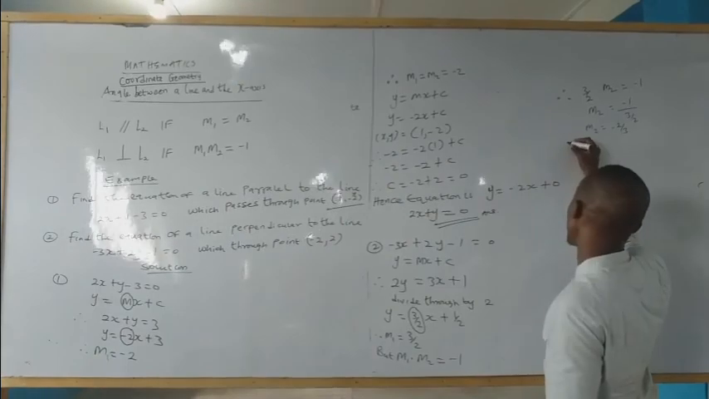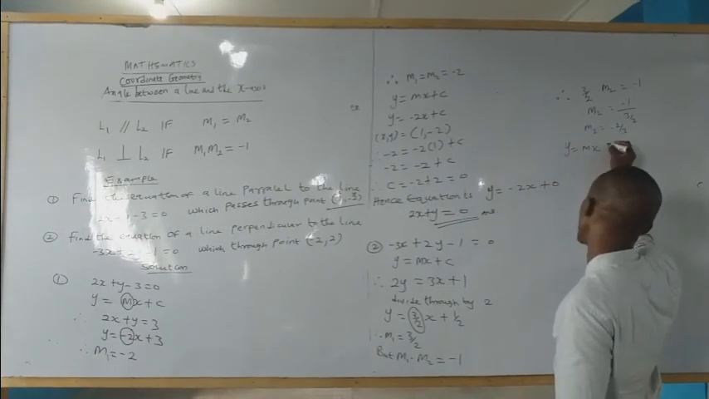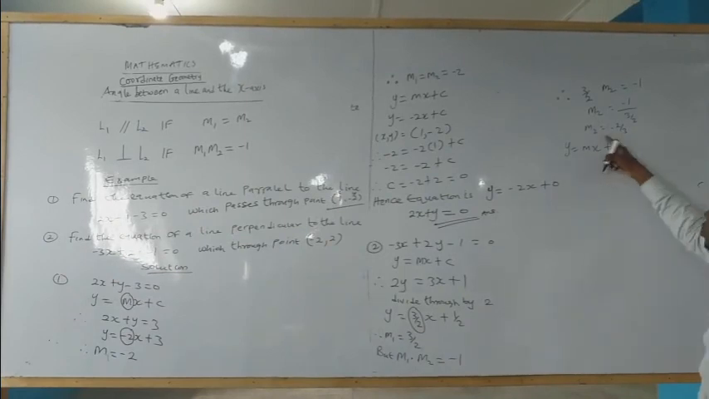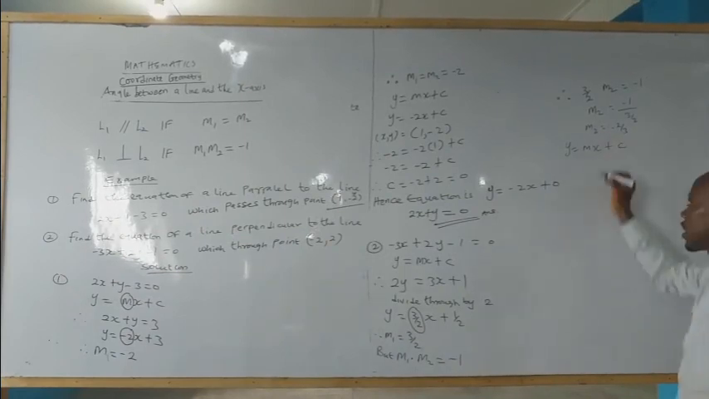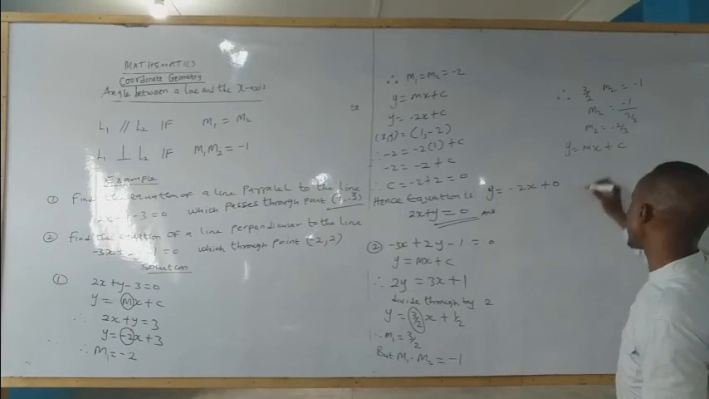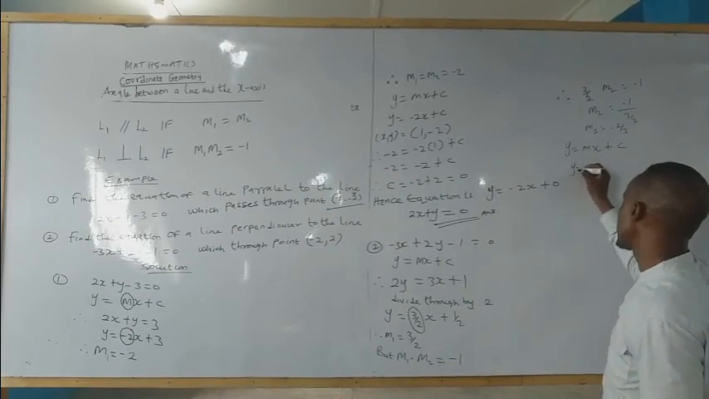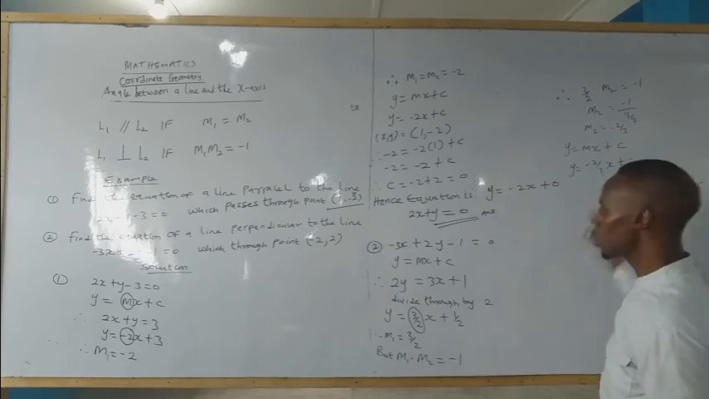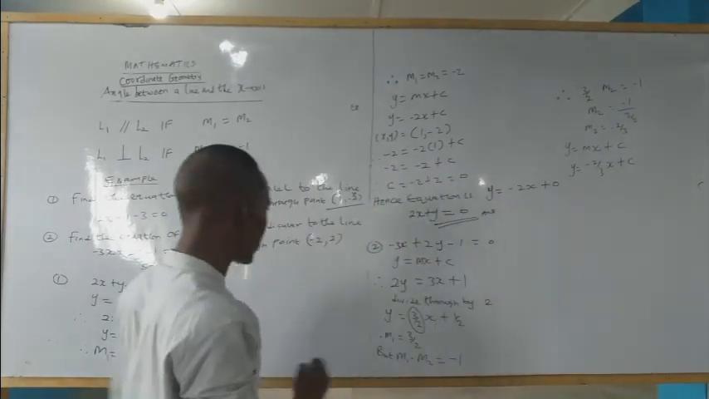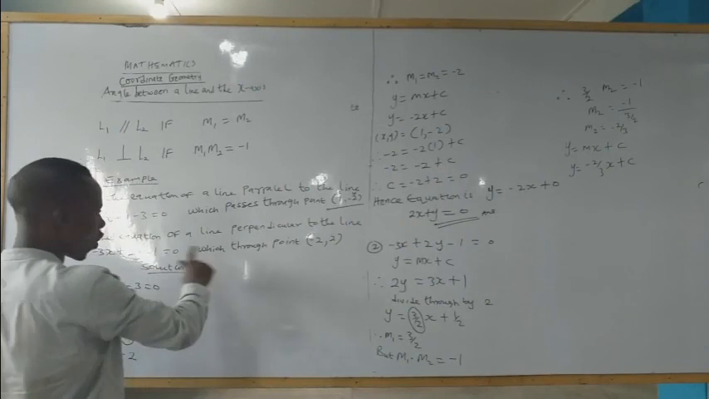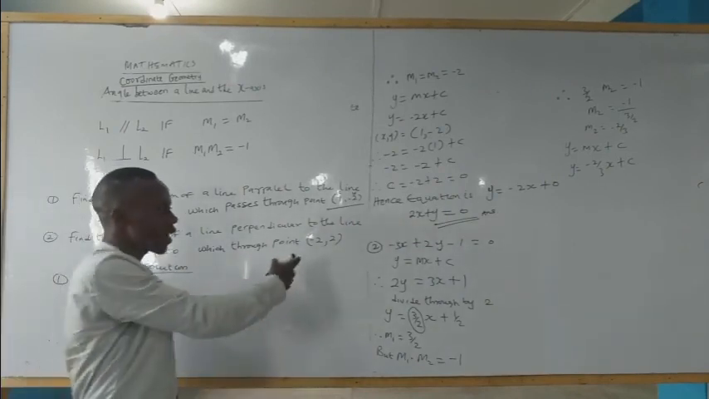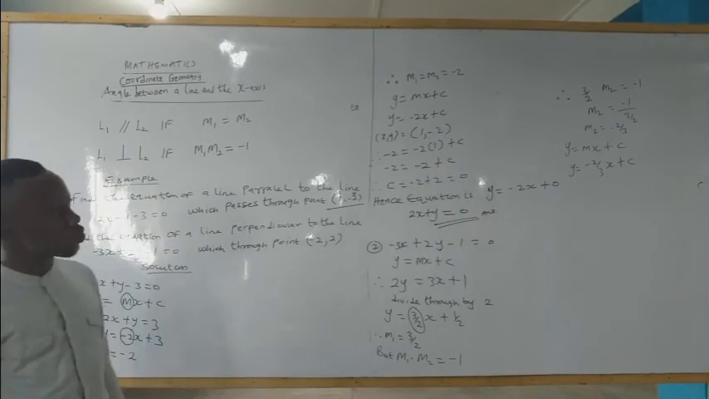So for us to now get the equation, using the same method, y equals mx plus c, the gradient and intercept form. I'm substituting this m2, the gradient, in the equation. So I have y is equal to minus 2 over 3 x plus c. Now I have to get my constant term c. How do I do that? I'll have to come back and check the point we are given. They say the perpendicular line passes through this point, minus 2 comma 2.